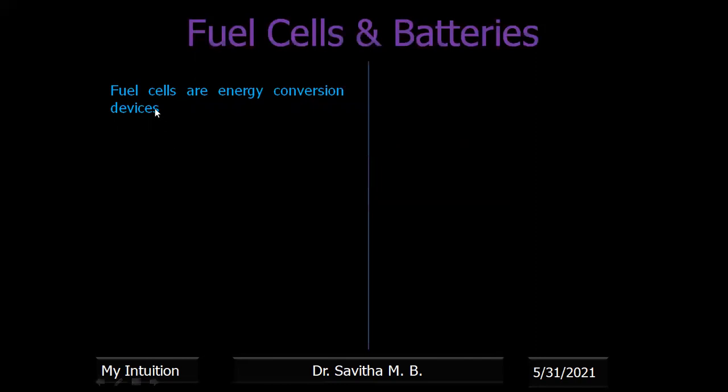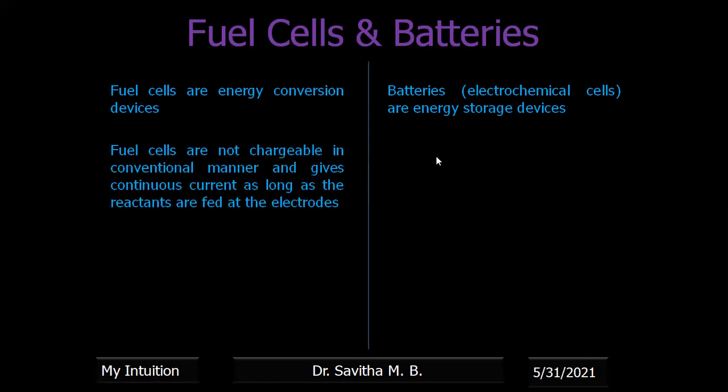Fuel cells are energy conversion devices. That means from the fuel, energy is converted into electrical energy. Whereas batteries are energy storage devices, because you are storing electrical energy in terms of chemicals. You are deriving electrical energy at the expense of chemical reactions. Right? Now, fuel cells are not rechargeable or chargeable.